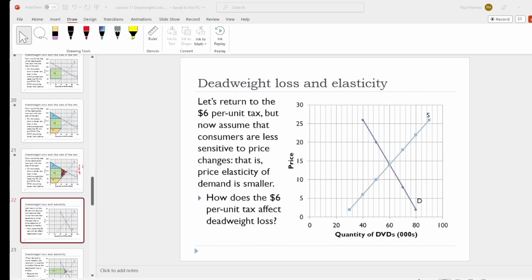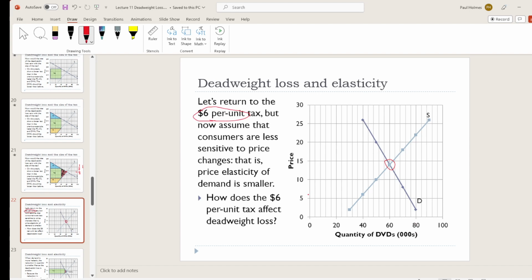Next, we'll take a look at how deadweight loss relates to elasticity. So here we've got the same equilibrium as before, with a price of 14, a quantity of 60. And we're going to revert to our $6 per unit tax.